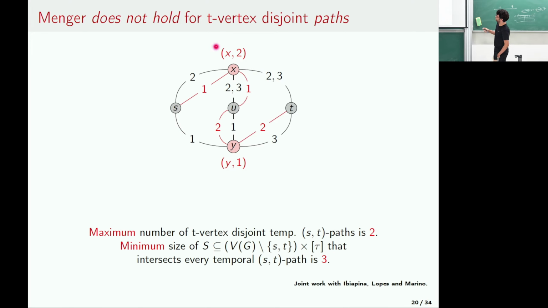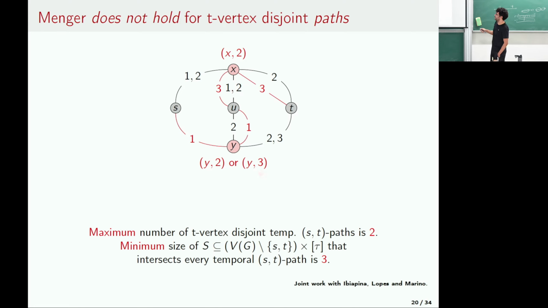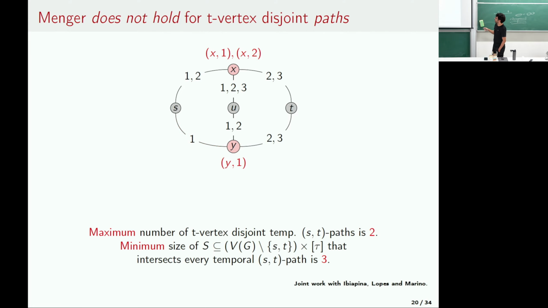But suppose that I cannot remove only x2 and y1, right? Because otherwise I have this red path come through from S to T. And I cannot remove only x2 and a choice of y at time 2 or y at time 3, otherwise I can also construct a path avoiding those guys like this. And the same thing holds for the other direction.